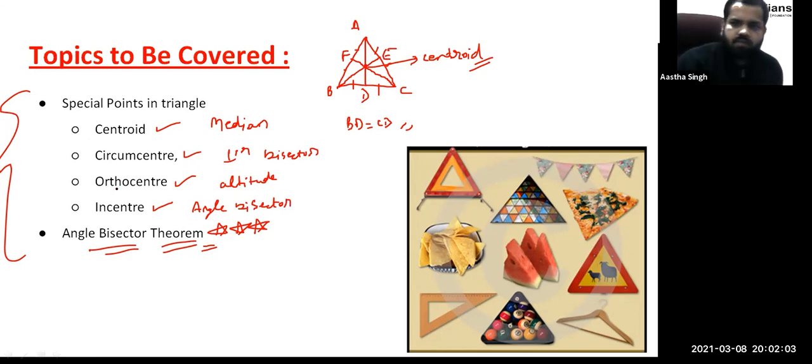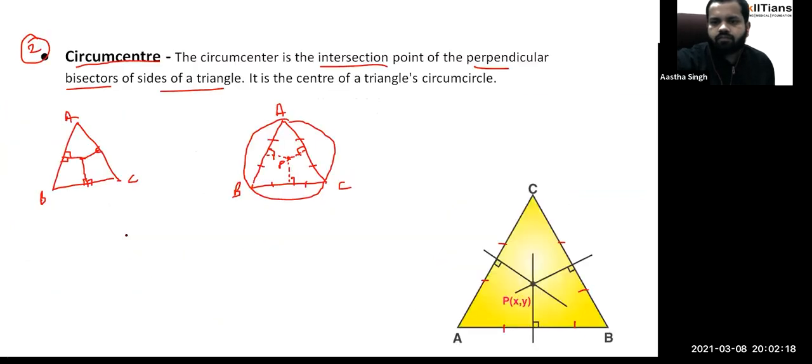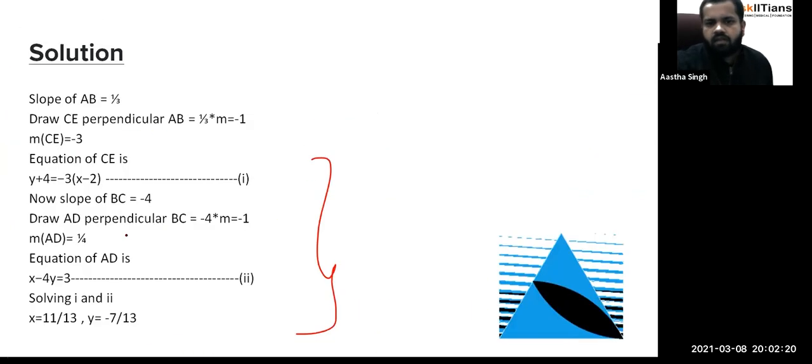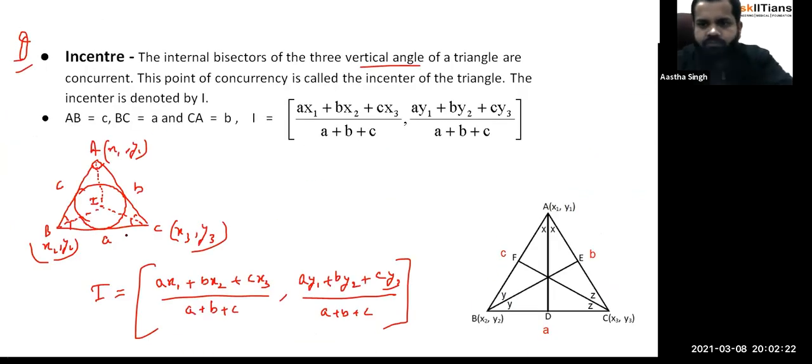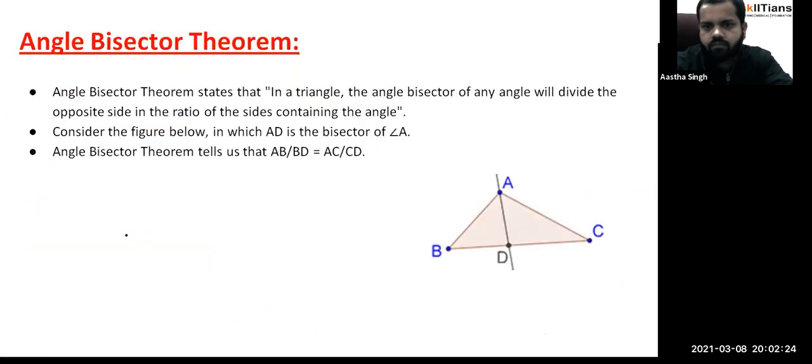I think all these points are clear to you. We know the formulas for the centroid and the incenter, and we know how to calculate the circumcenter by having the equations and solving them, right? Next is the angle bisector theorem. I think the questions and the concept are clear, so let us discuss what the angle bisector theorem is.